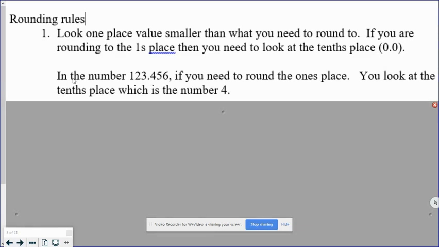So in this number, if we had to round to the ones place, that's where this 3 is. We have to round to that ones place. We would look to the tenths place. If it's a 5 or greater, we would round up and we get 124. If it's a 4 or lower, we would round off and we would have 123.